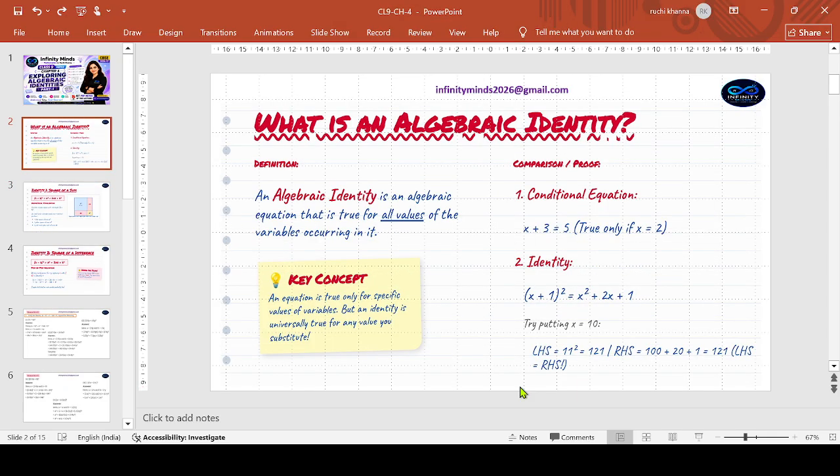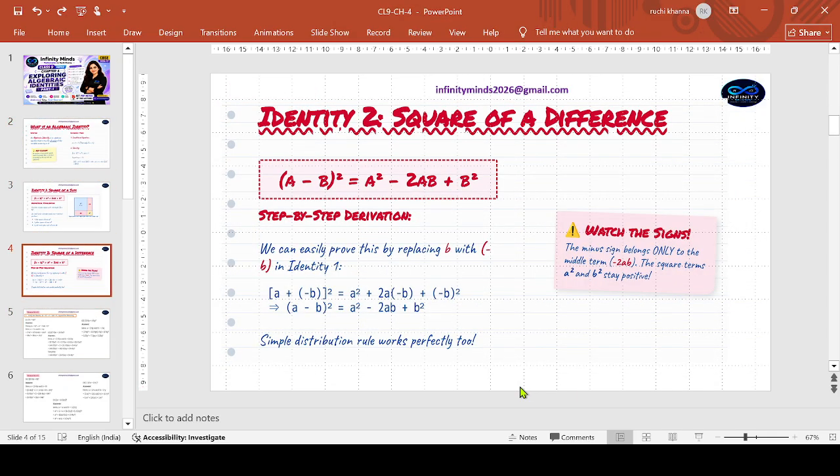Okay, so next. A minus b whole square was also there. It is very much a square and b square, but the 2ab becomes minus 2ab. Watch that plus b is getting replaced by minus b. We can easily prove this by replacing the b with minus b in identity 1. It is only another way to look at identity number 1, that you are adding the minus of b, nothing else. That is what is being shown.